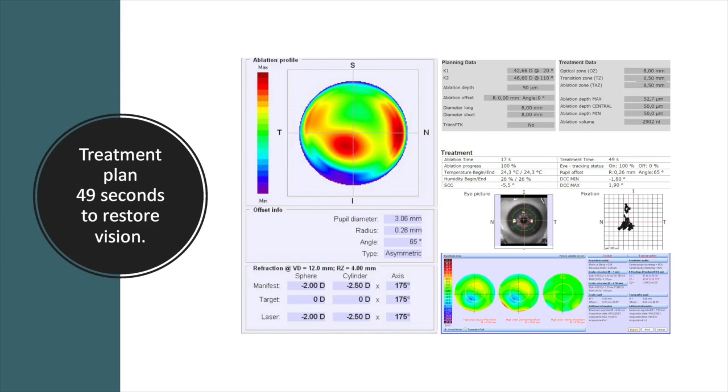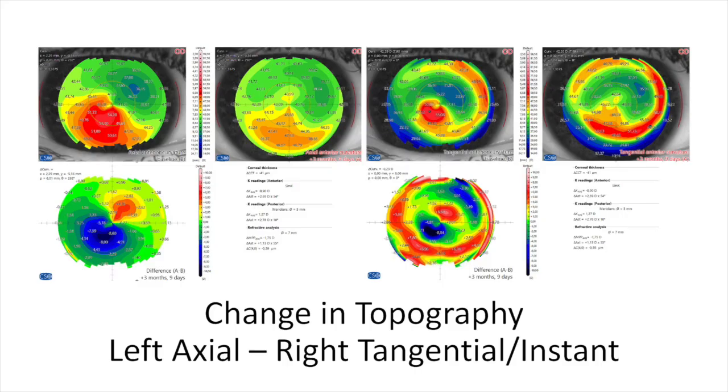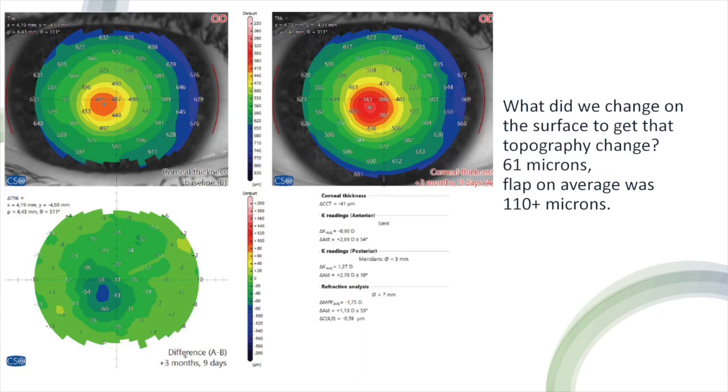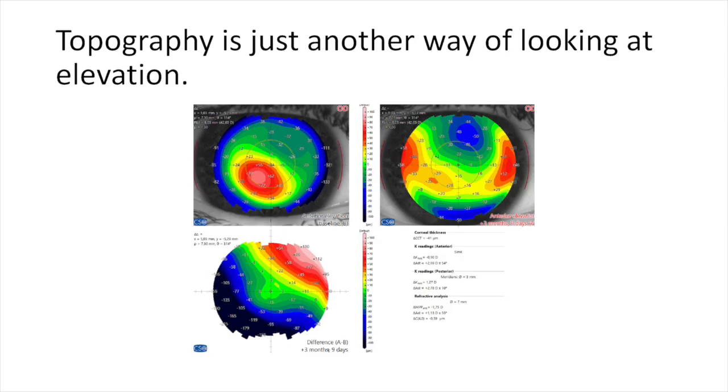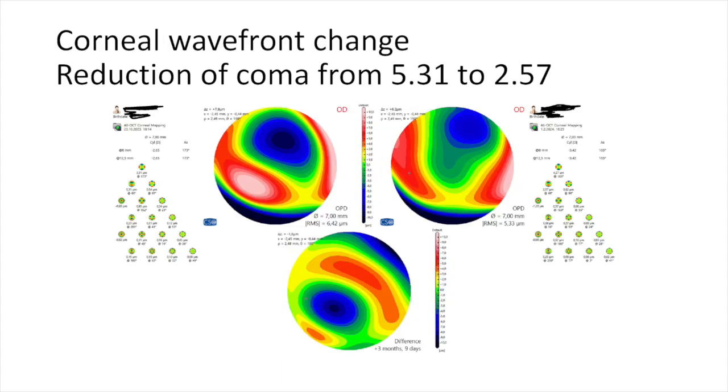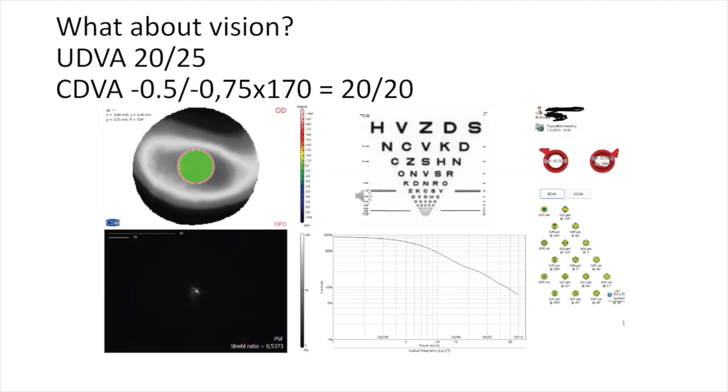So this is the plan, 49 seconds on the Amaris. And this is the change in topography that we achieved in this eye. On the left, you can see the axial maps. On the right, you can see the tangential maps, and you can see a huge difference. How does this difference look for the thickness of her cornea? Just 61 microns, but the flap was 110. So we stayed within the flap. The topos on the elevation, there's a huge difference again, normalized. And if you look at the wavefront change, the total RMS went from 5.3 to 2.57. So it's a huge change in the higher orders.